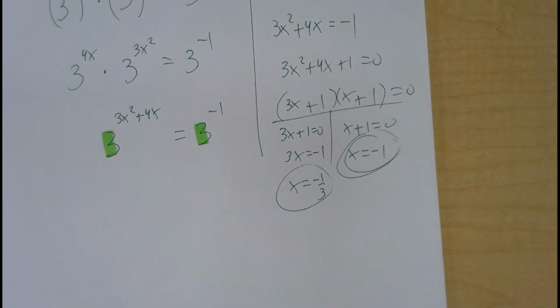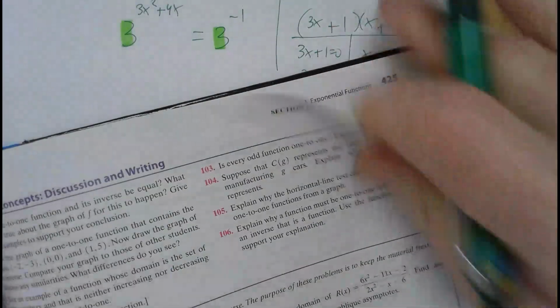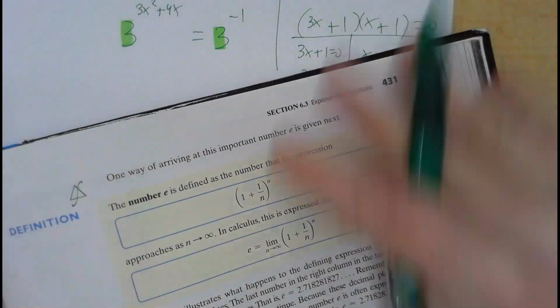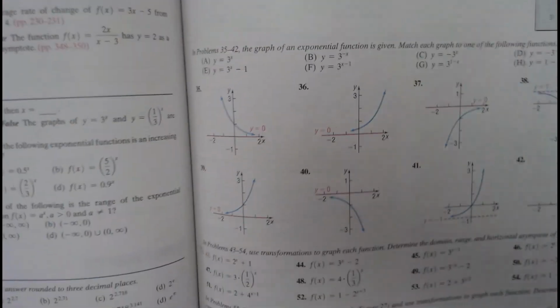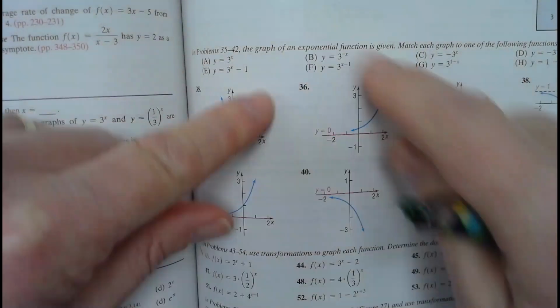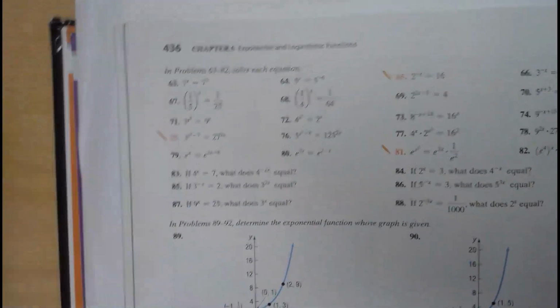So the problems in the book look like this. This is section 6.3, and here's how the problems look in the book. So I'm turning to section 6.3, and the first section is this matching section. You have these problems here, and you've got to match the equation to the graph. Then I asked you to do these solving equations, starting on number 63.